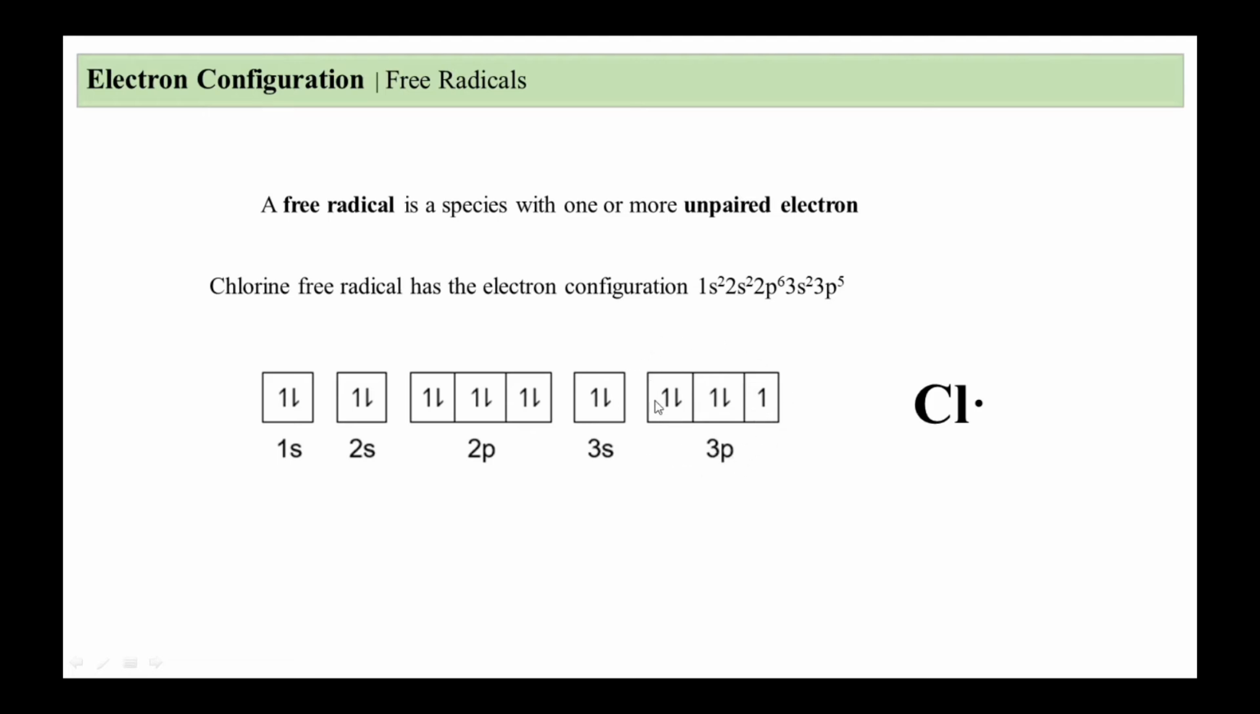We will be filling the px followed by py, then pz, then we complete filling px with the fourth electron and py with the fifth one. Then the pz actually contains only one electron, and this electron is an unpaired electron. So the chlorine atom can be represented like this: Cl with a dot, and this dot is showing this free electron, or this unpaired electron here, so we are representing the free radical of chlorine.